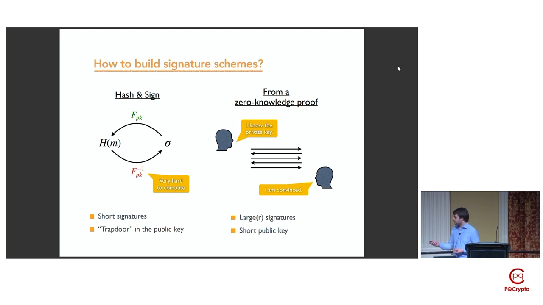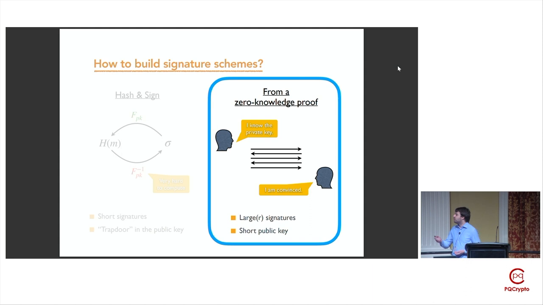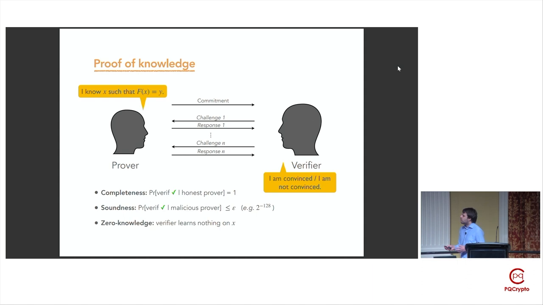In the context of the MPC in the Head, we are in the second approach, since in fact the MPC in the Head framework is a technique to build zero knowledge proofs. Just to define a bit more what a proof of knowledge is, the idea is the prover knows a preimage of some value y by a one-way function. And he wants to convince the verifier. First, he will send an initial message called commitment. Then the verifier will ask some questions. We call those questions challenges, and the prover will answer, and at the end, normally, the verifier will say if it's convinced or not.